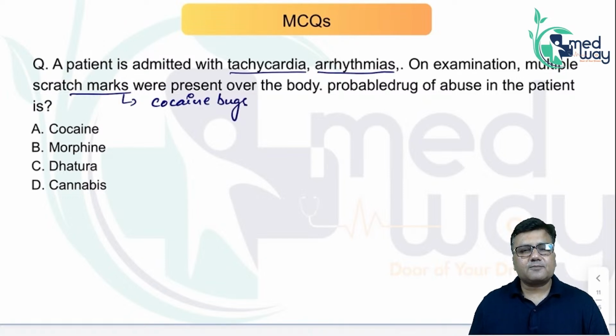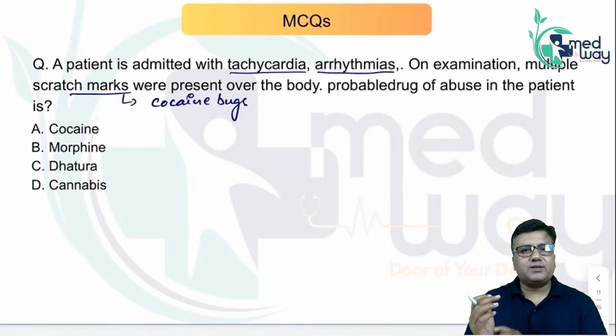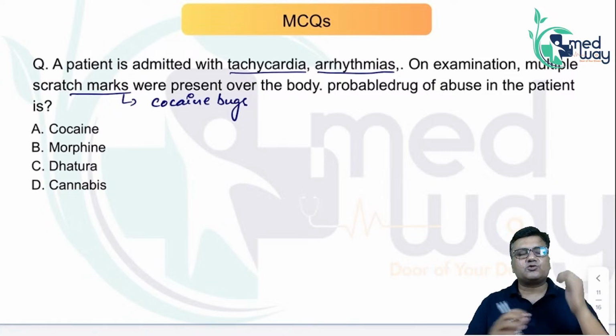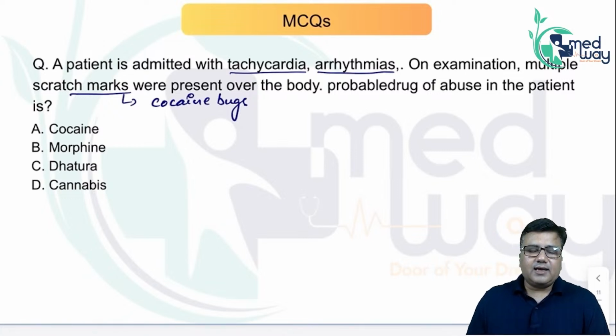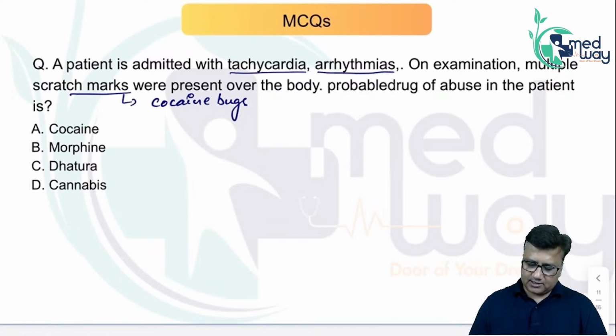Cocaine bugs. Okay, they are also called Magnan's symptom, cocaine bugs. So people who are cocaine abusers develop this feeling that there is something crawling inside their skin. That is why it is called cocaine bugs, and they try to scratch over their skin time and again. And cocaine has cardiac manifestations, right? So the simple answer here is cocaine.